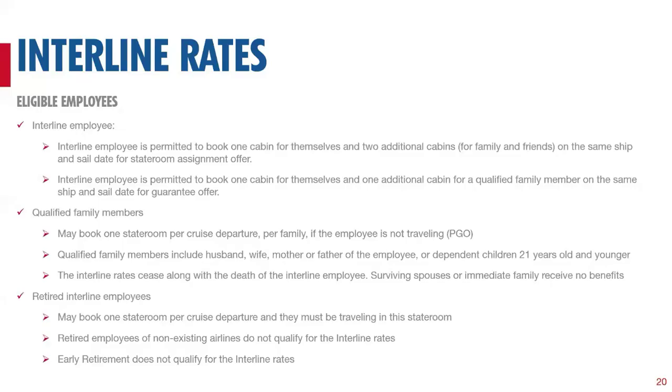If you're booking the guarantee offer, then you can bring one room, but it has to be a qualified family member. So who is a qualified family member? That's immediate family. So that's husband, wife, mother, or father of the employee, or any dependent children that are 21 years or younger. Now, if somebody passes away, unlike surviving military spouses, interline does not extend if the interline employee has passed away.